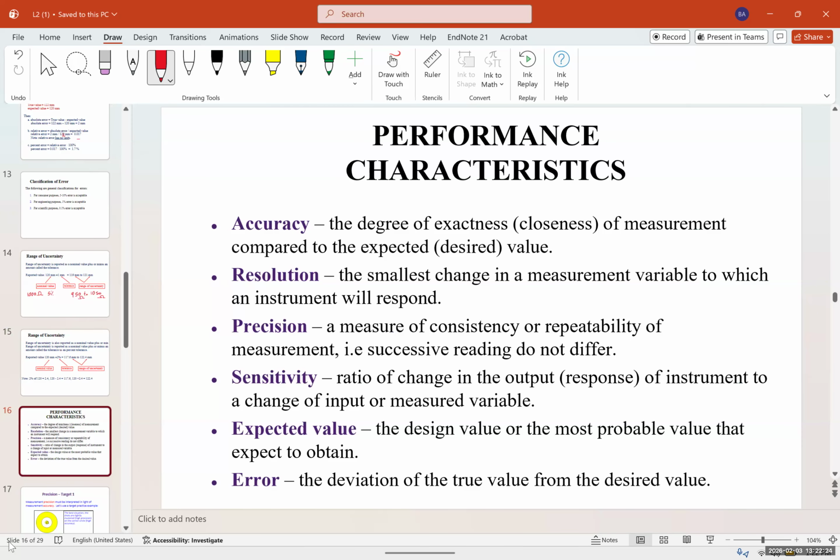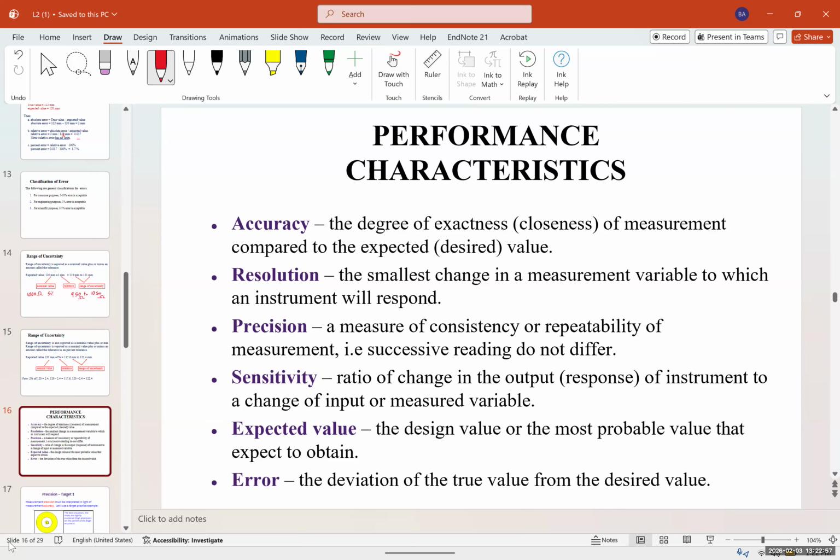Now, some performance characteristics of measurement systems. One of the most important ones is accuracy. It's the degree of exactness or closeness of measurement compared to the expected or desired value. We have resolution, which is the smallest change in a measurement variable to which an instrument will respond. We have precision, a measure of consistency or repeatability of measurement.